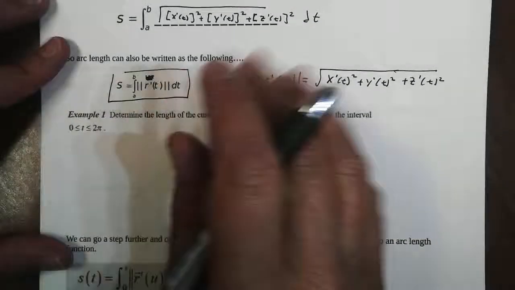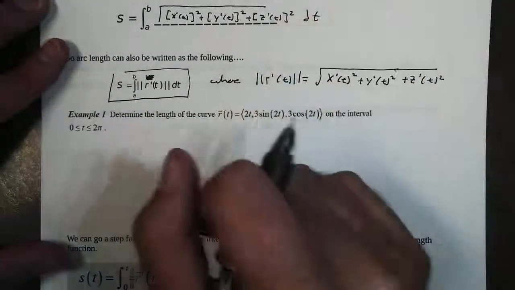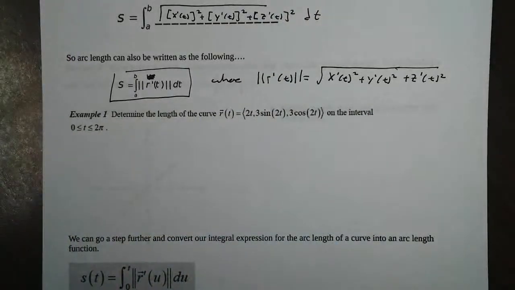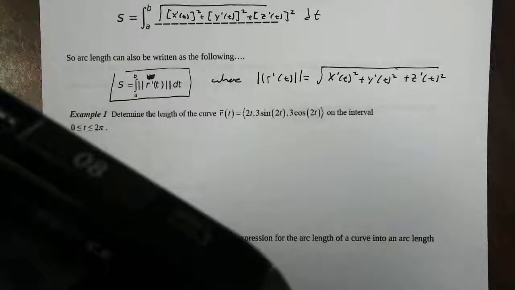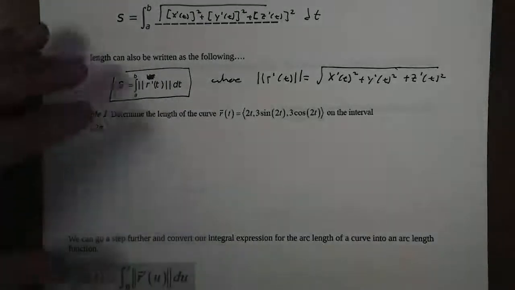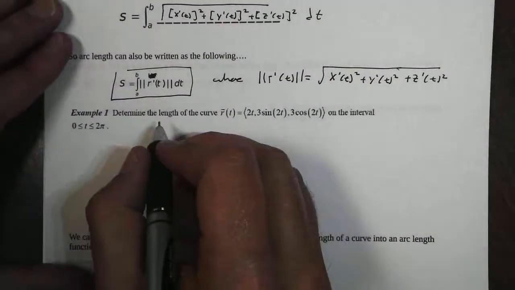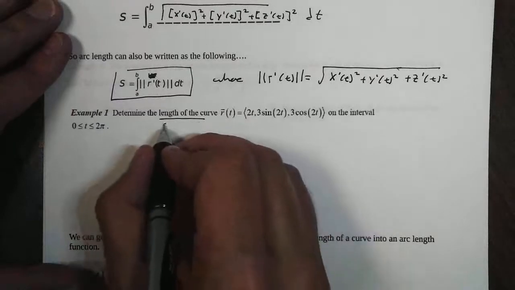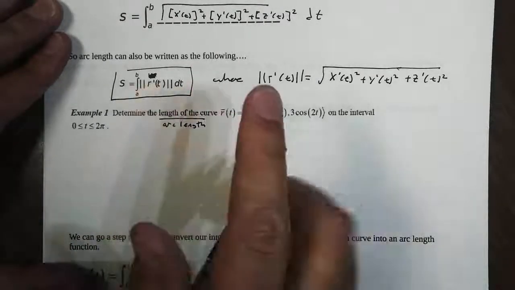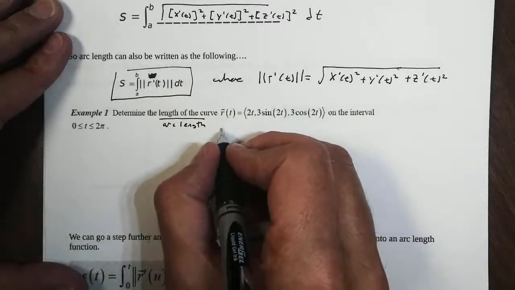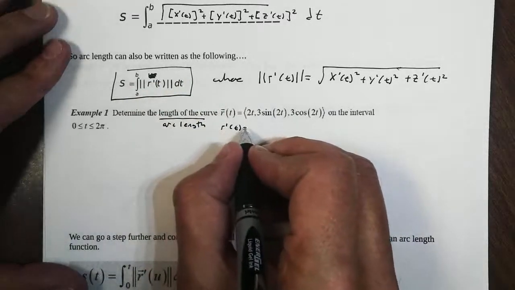Now, I'll be honest with you, in most cases, if they're not circled, you're probably going to have to use a calculator for this. I am using my TI Nspire, because I rock. Okay, so if we want to determine the length of this curve, that's, again, talking about arc length, we are going to need r prime of t. So let's go and take the derivative.